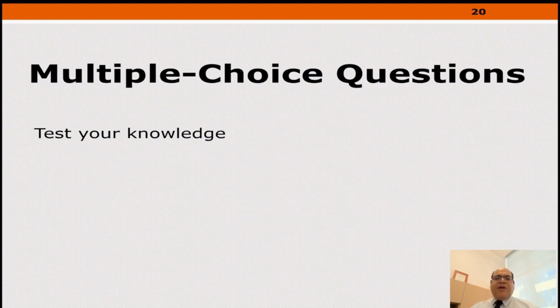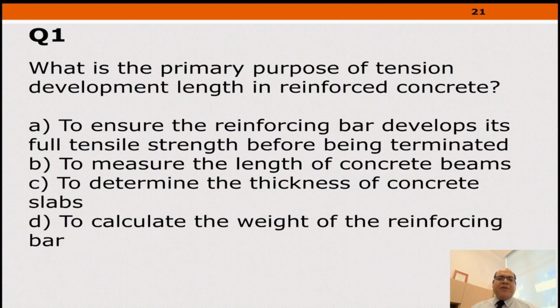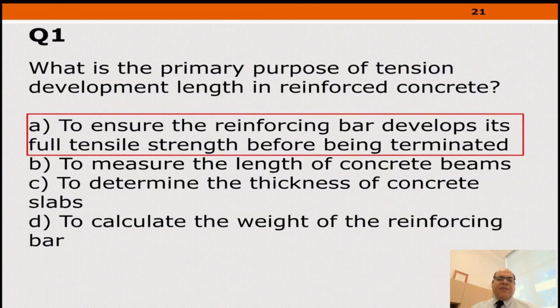Well, here is the time for testing our knowledge through some multiple choice questions. Please feel free to pause anytime so that you would have time to think of the answer. For question number one, it says, what is the primary purpose of tension development length in reinforced concrete? And the answer is A, to ensure that the reinforcing bar develops its full tensile strength before being terminated.